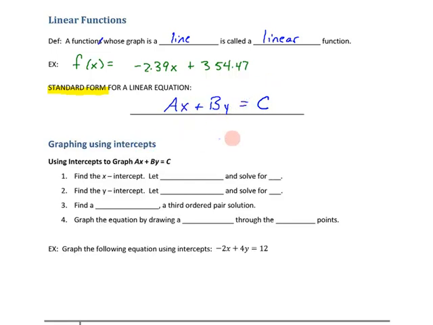Now, how do I graph an equation that appears in, say, this form? Well, what I suggest doing, the easiest way to do it, is to graph using what are called the intercepts. The intercepts being where they cross the x and the y axis. So, to find the x-intercept, what you will always do is let y equal 0.